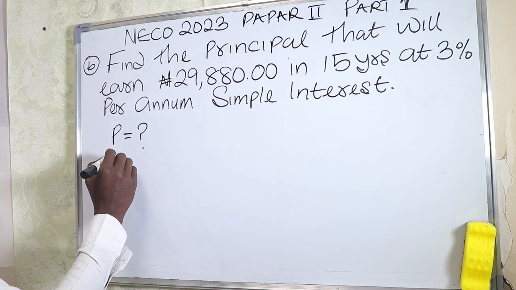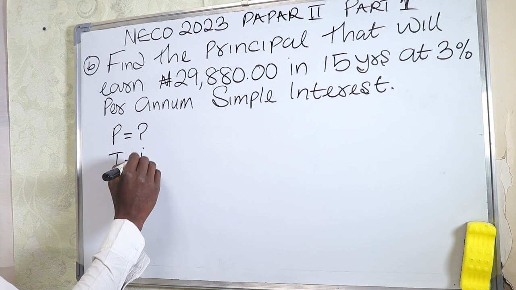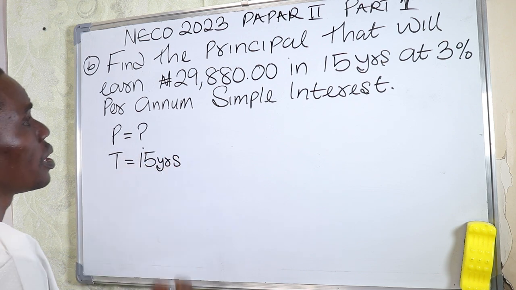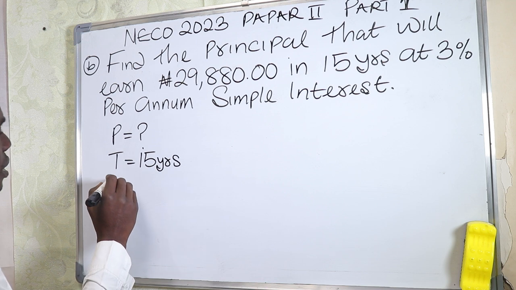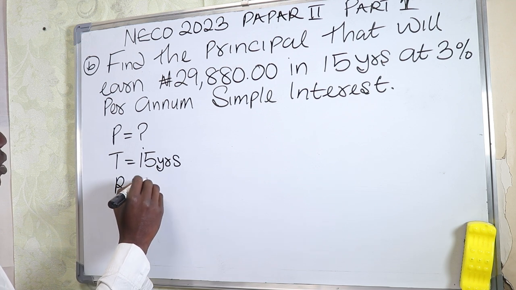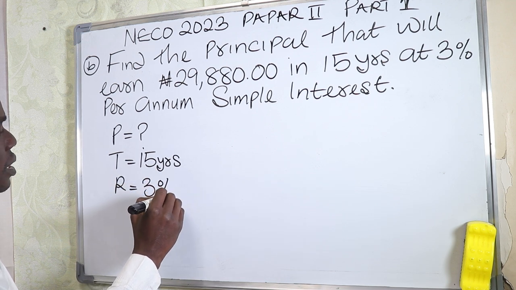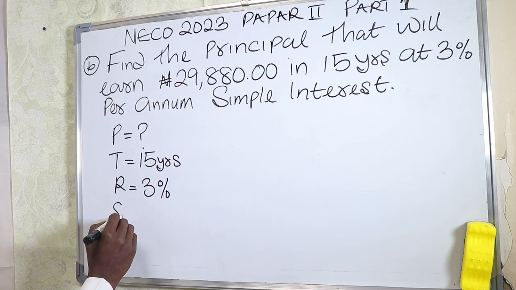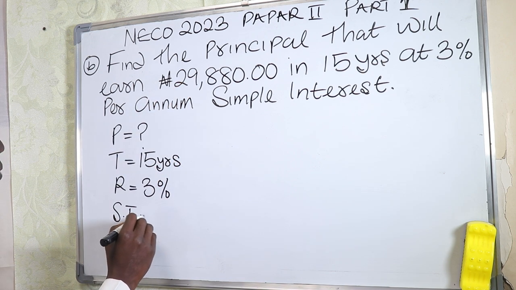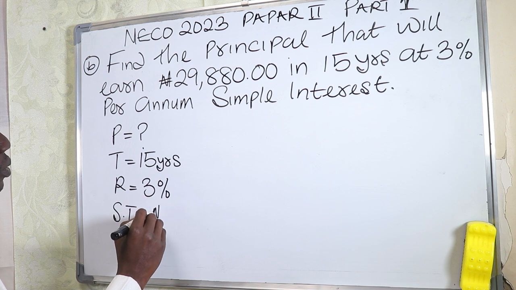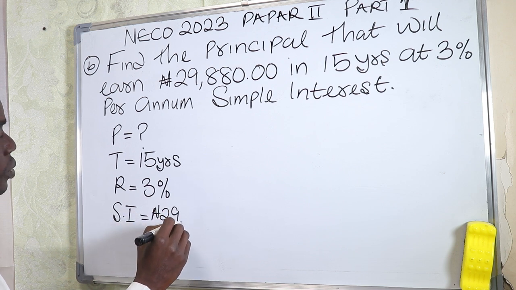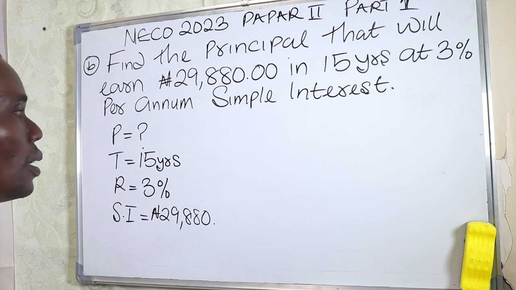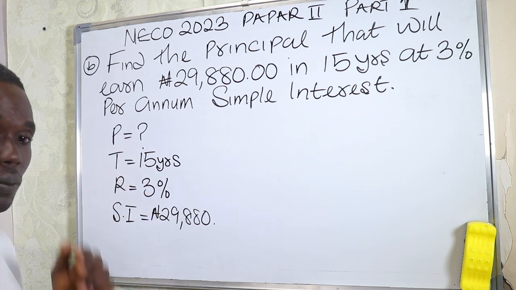We are given the time, which is 15 years, right? We are given the rate, which is 3%, right? And we are given the simple interest, the interest that will accumulate on that principal, as 29,880 naira. Then we are asked to look for the principal.